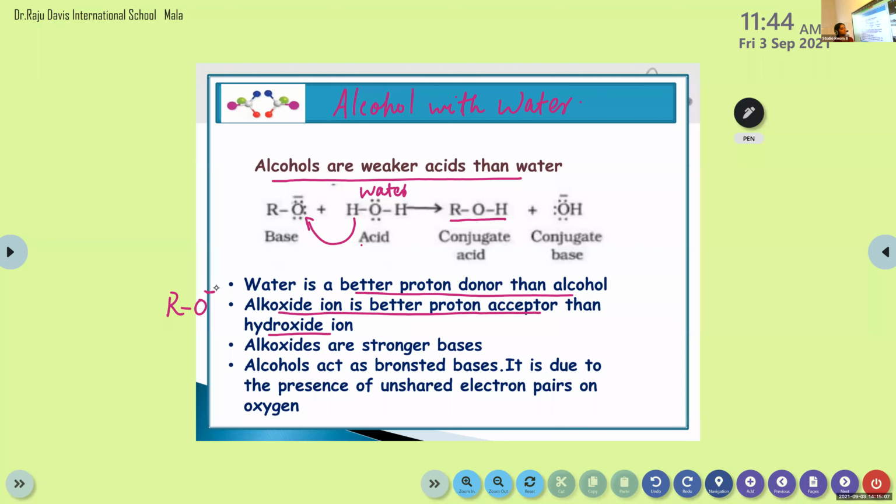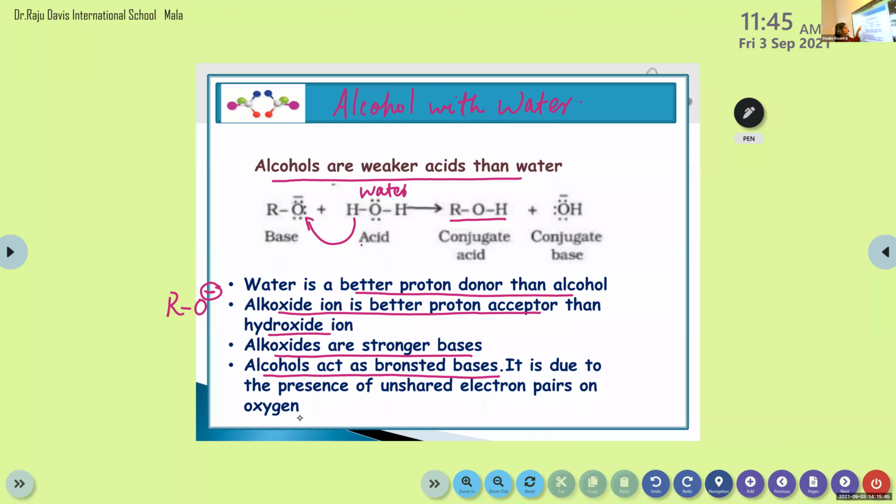So they will accept protons from water. Then alkoxides are stronger bases. Here they will act as a base. Compared to water, this alcohol acts as a base because they are accepting protons here. In the previous case, they are donating protons, right? Here they are accepting protons. So alkoxides are stronger bases. Here alcohols act as Bronsted bases. It is due to the presence of unshared electron pairs on oxygen.